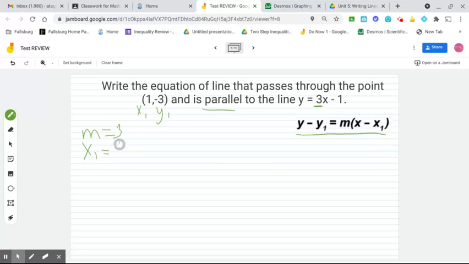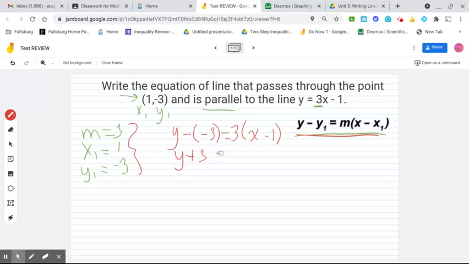And then x1, we have 1. y1, we have negative 3. Again, I'm pulling that from this point here. So from here, I'm going to plug all this information into my formula. So y stays the same, minus y1 is negative 3, equals m, which is 3, times x minus x1, which is 1. So I'm going to simplify. So here's where I have a double negative, so I can simplify that to be y plus 3.